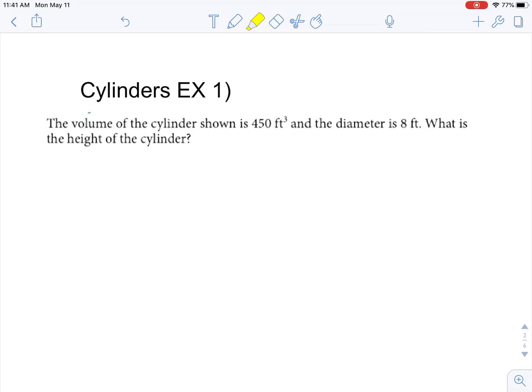So if we look at a little application using these formulas, always pay attention to whether you're dealing with a cylinder or a cone so you can be sure you're using the right formula. In this problem, we are given the volume of the cylinder is 450 feet cubed. So right away, I know that the volume is 450 feet cubed. We also know that the diameter is 8 feet.